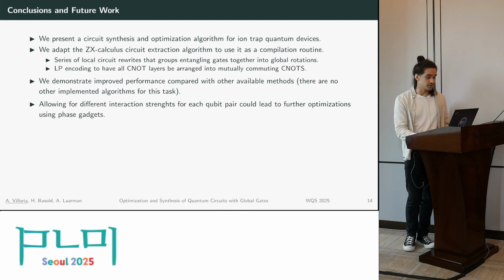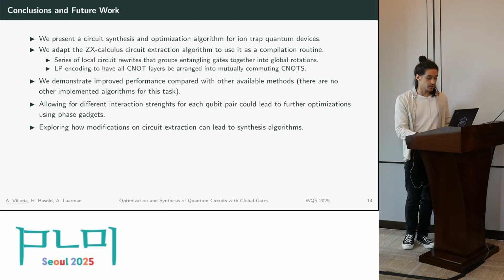As future work, I think it's quite interesting to look at a generalization of these global gates, which allows different interaction strengths between qubits. In this case, for example, if you were working with phase gadgets and you manage to put them together, then this could also be compiled with global gates. But also in general, changes in the circuit extraction algorithm for ZX calculus can be explored further to treat this as a synthesis algorithm, because you have a less restrictive way of representing a quantum circuit, which is a simplified ZX diagram. So you would be able to perform better instead of just working with peephole rewrites when doing synthesis.